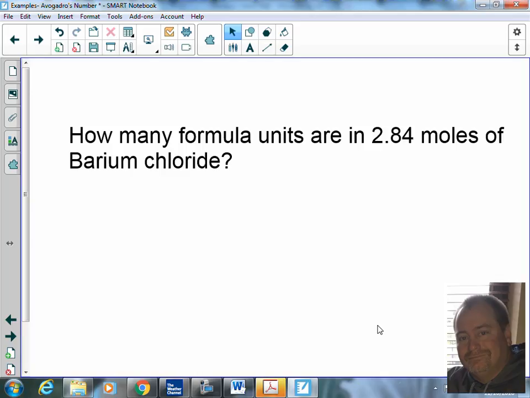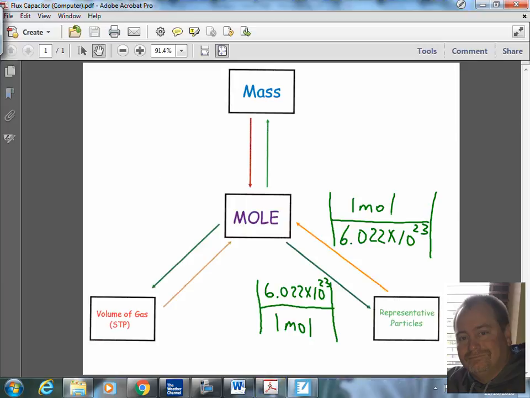Formula units. So if I look on my flux capacitor, I'm starting out in the mole box. I'm starting right here in the mole box. So I am going to convert to representative particles because that's what a formula unit is, isn't it? So I am going to use this part of my conversion box right there. So I'm going from moles to representative particles.